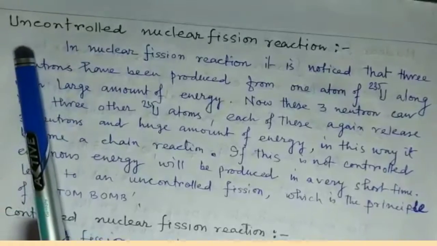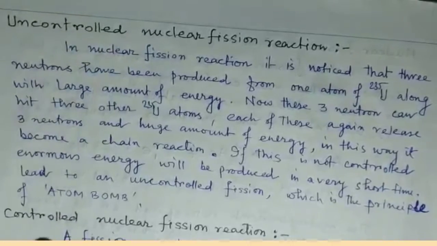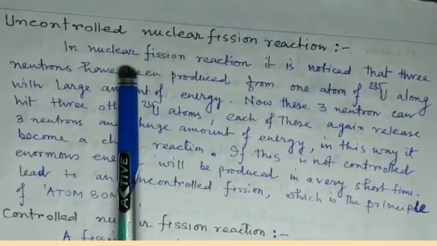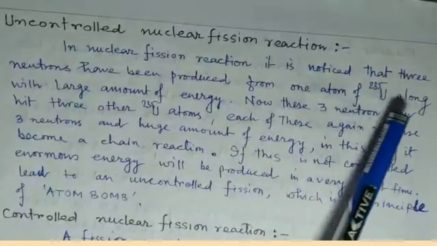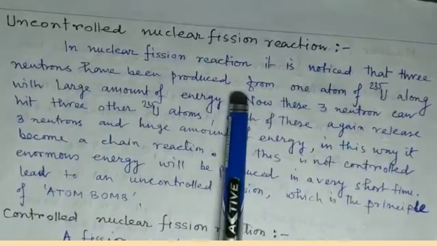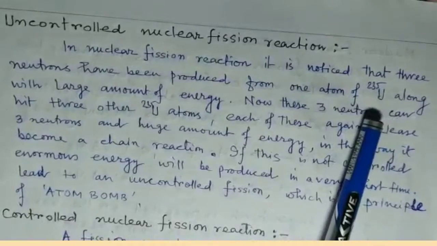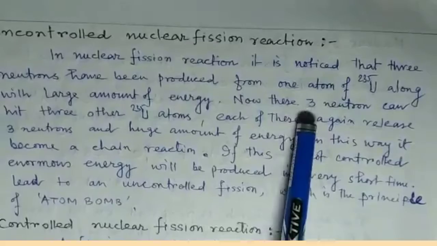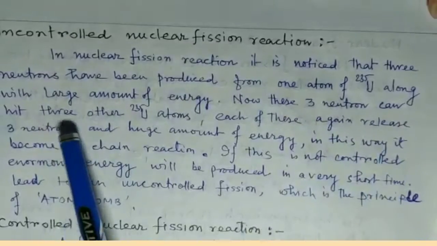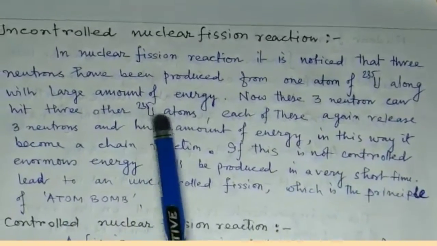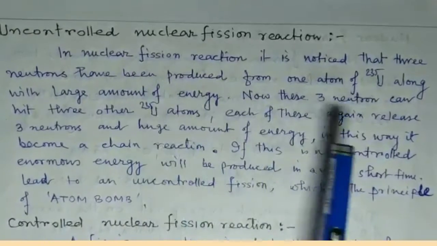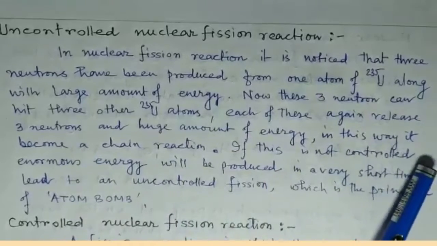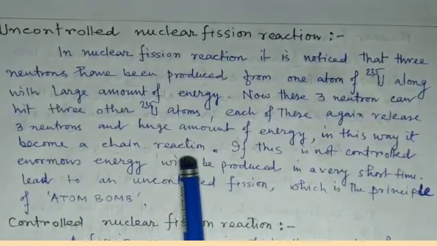There are two types of nuclear fission reaction. One is uncontrolled and another is controlled. Uncontrolled nuclear fission reaction: in a nuclear fission reaction, it is noticed that 3 neutrons are produced from one atom of uranium-235 along with a large amount of energy. Now these 3 neutrons can hit 3 other uranium-235 atoms. Each of these again releases 3 neutrons and a huge amount of energy. In this way, it becomes a chain reaction.